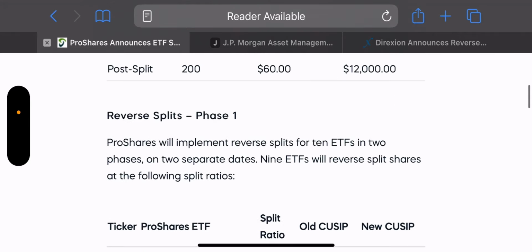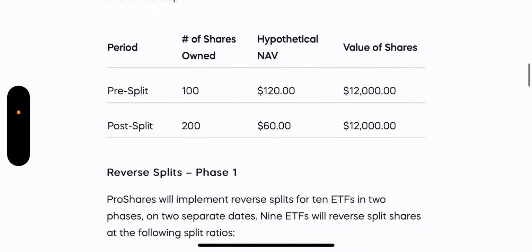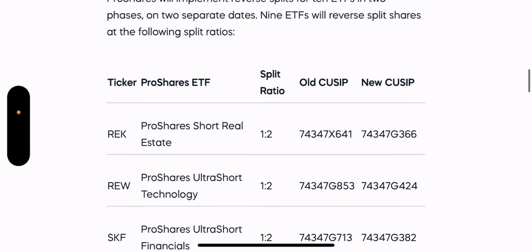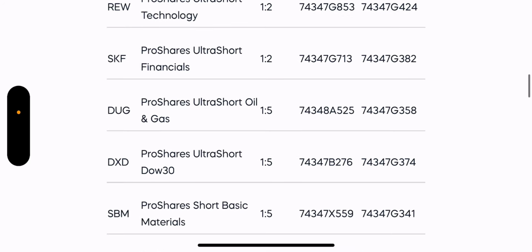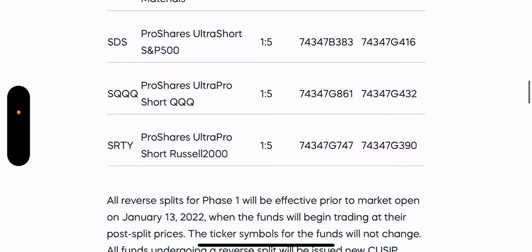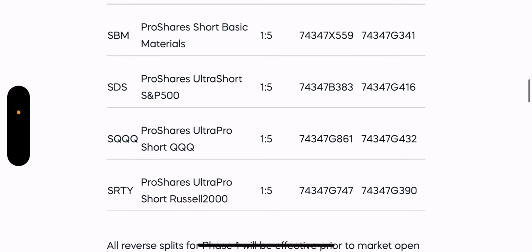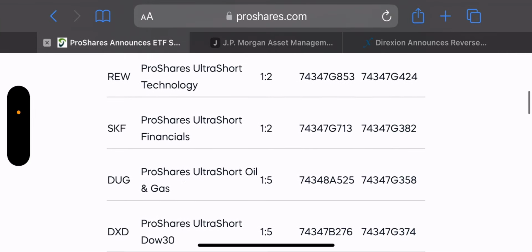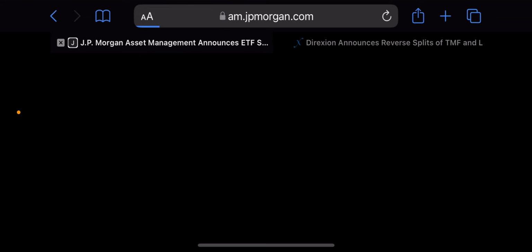And then you look at ProShares, obviously another fund. Where are they at? Reverse splits, one for two, one for two, one for two, one for two, one for five, all these. SQQQ, I know that one, I don't really know these other ones, but it doesn't matter. So ProShares has plenty of funds that do reverse splits. YieldMax is not the only one doing reverse splits here.